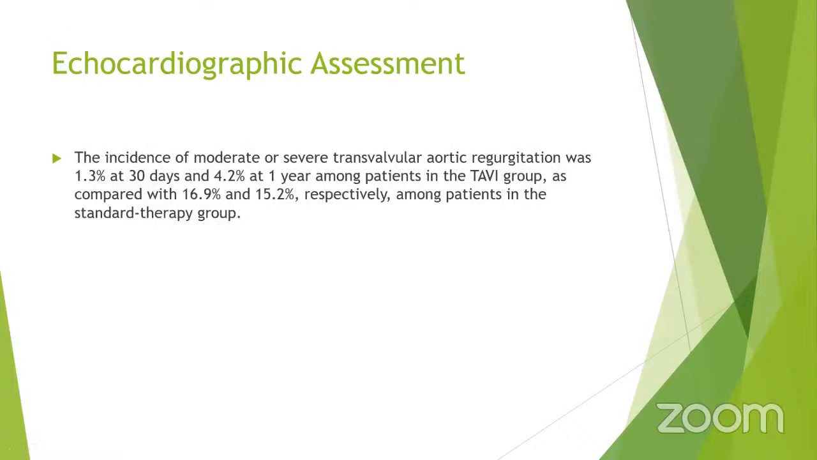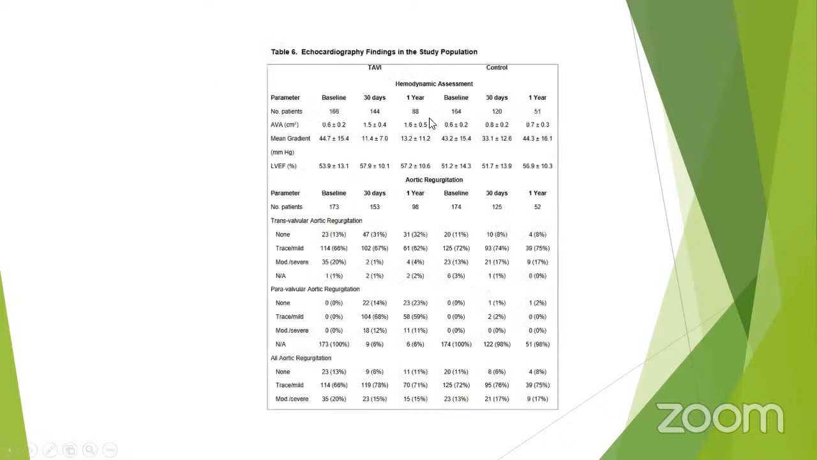So the incidence of transvalvular aortic regurgitation was 1.3% at 30 days and 4.2% at 1 year among patients in the TAVI group, as compared to 16.9% and 15.2% in the standard therapy group. This table here shows the echocardiographic findings in the study population. As we can see here, paravalvular aortic regurgitation.